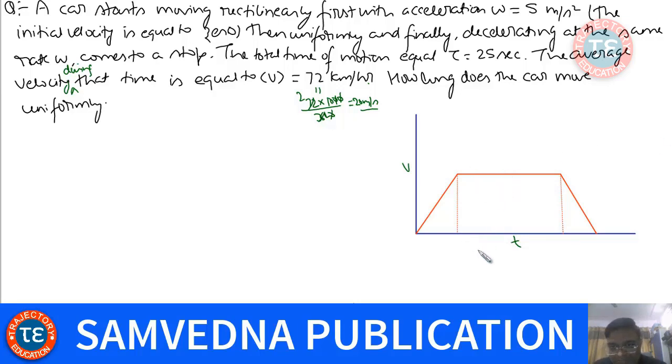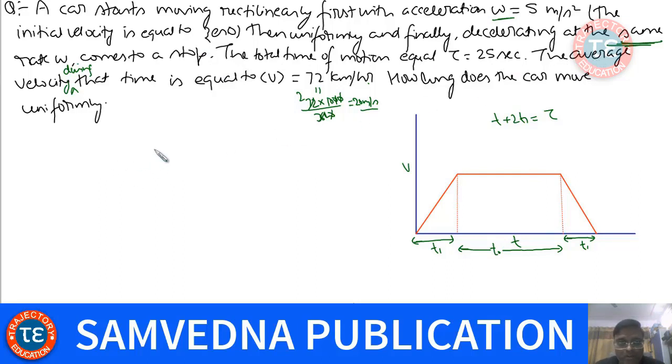Okay, so suppose it moves with uniform velocity for the time interval t naught, and of course since it is accelerating to this velocity, and then from this velocity it is deaccelerating at the same retardation, this w over here, this time will also be same. So this is say t1, so this will also be t1. Now t plus 2t1 is tau. Get your point? We have to find t over here.